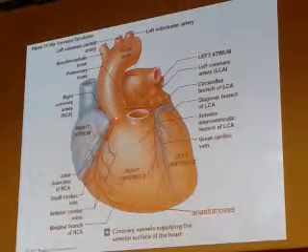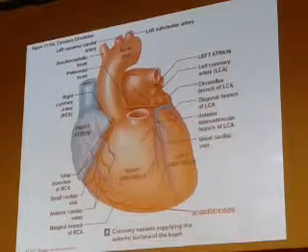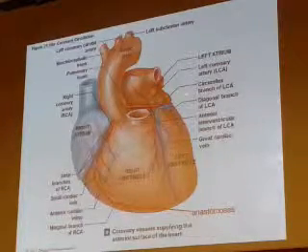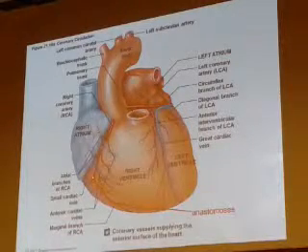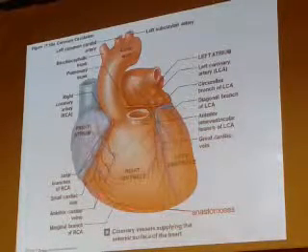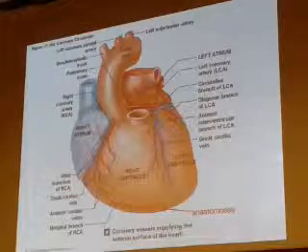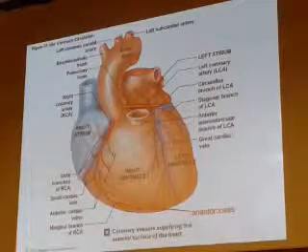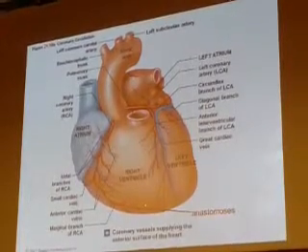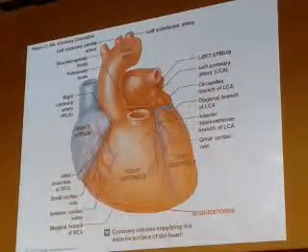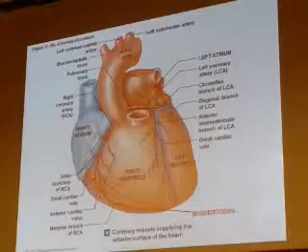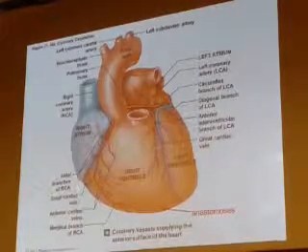Got a left and a right coronary artery. Main branches follow the interventricular sulcus to the right, and then a branch goes down the right margin of the heart, continues around to the back of the heart. So this is the marginal branch of the right coronary artery, and then we've got the coronary artery going around to the back.